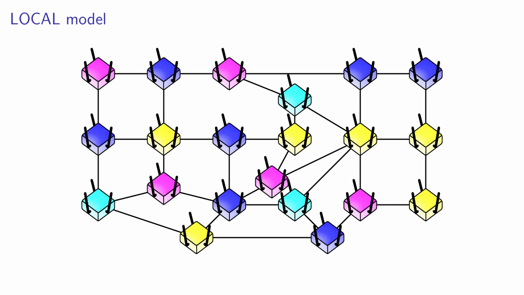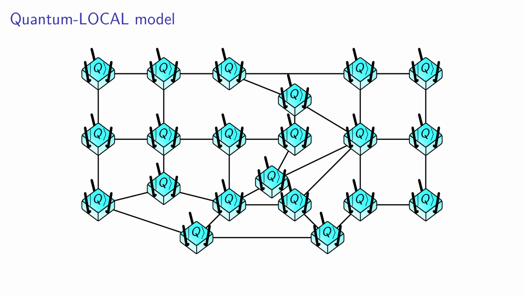Next, I'm going to present you what I mean by the quantum local model. Again, we have a network of computers that are connected to each other via communication links. But this time these computers are quantum computers and these communication links are quantum communication links. That is, they are able to exchange quantum messages.